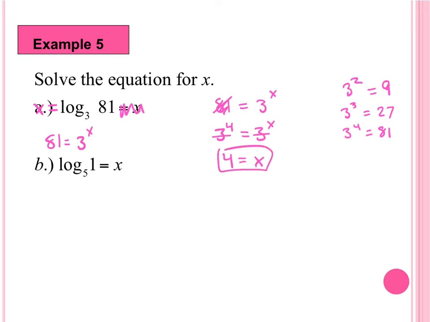The next one, we have log base 5 of 1 is equal to x. If I move my x out here, 5 goes in the middle, 1 goes out front, x goes up top. So 1 is equal to 5 to the power of x. In order to get our 5 to the power of x to look like a 1, we would need our exponent to be 0. So x is equal to 0.